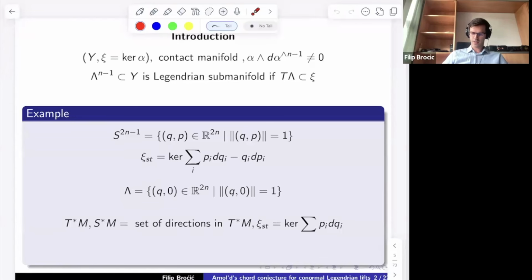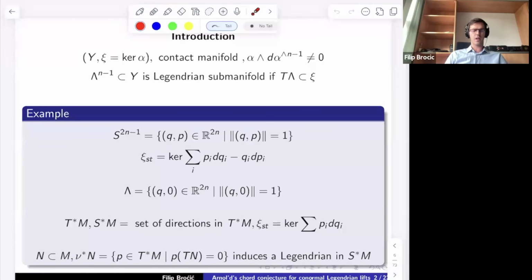And the Legendrians that we want to consider are the Legendrians coming from the conormal Lagrangian. Given a submanifold N of our manifold M, the conormal Lagrangian is the set of all covectors that annihilate the tangent space to N. These Lagrangians induce Legendrians in the unit cosphere bundle either as their ideal boundary, or one can just take the intersection with the model given by the Riemannian metric or star-shaped domain.